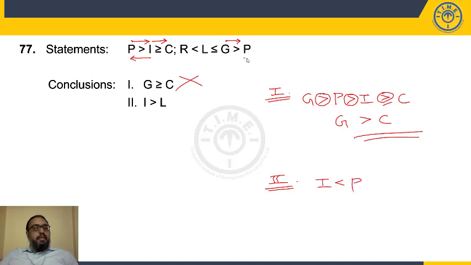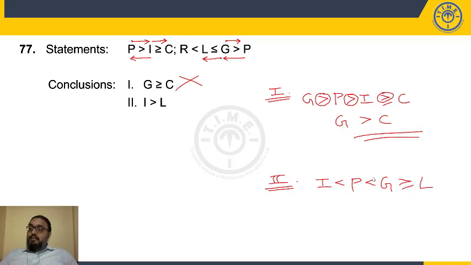Now again from P, I will move in the reverse direction. So if I move in the reverse direction, greater than now will become less than. So P is less than G. Okay, great. Now from G, I will again move in the backward direction to L. So again the inequality reverses. That is, less than or equal to will become greater than or equal to L. So this is the relation you get between I and L.